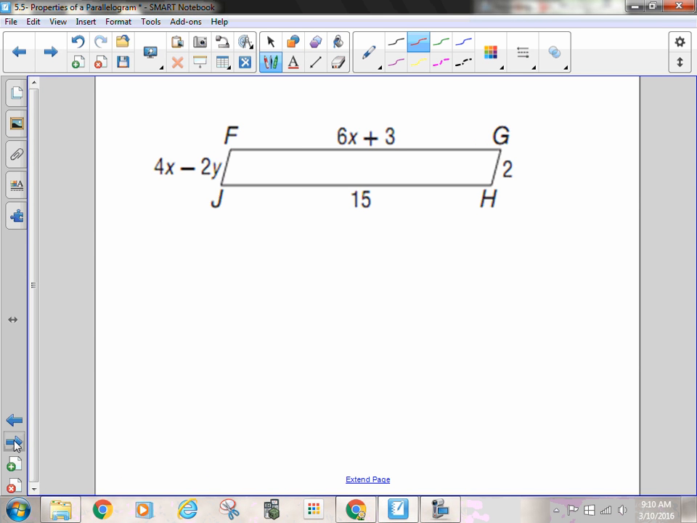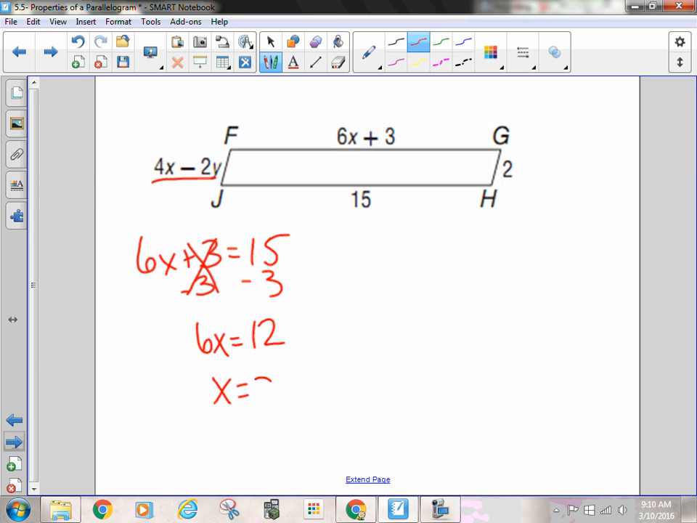So here we're given side measures, and we want to find x and y. And I know that my opposite sides are congruent. I see here that I use x and y, so I need to solve for x first. So I'm going to set 6x plus 3 equal to 15 minus my 3. 6x equals 12, so x equals 2. I'm going to plug that in up here, and I get 8 minus 2y now. So 8 minus 2y equals 2.